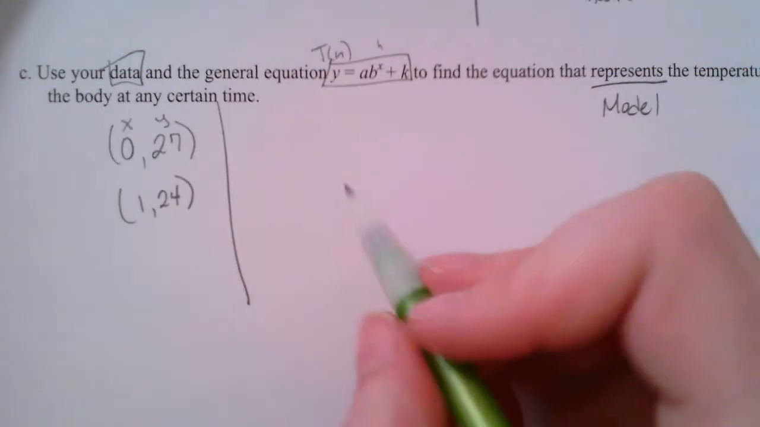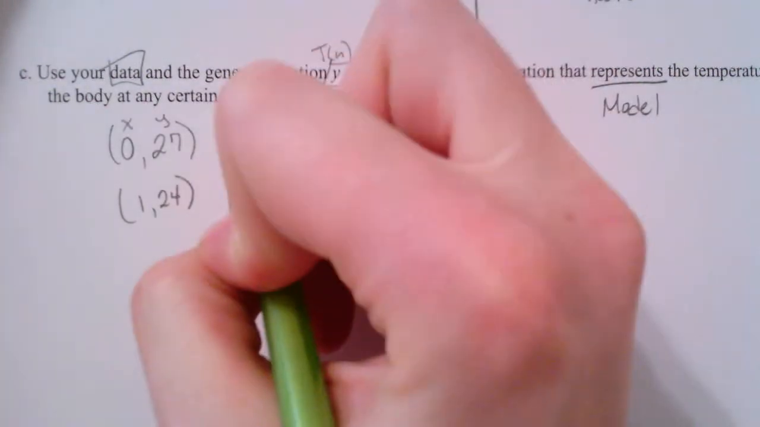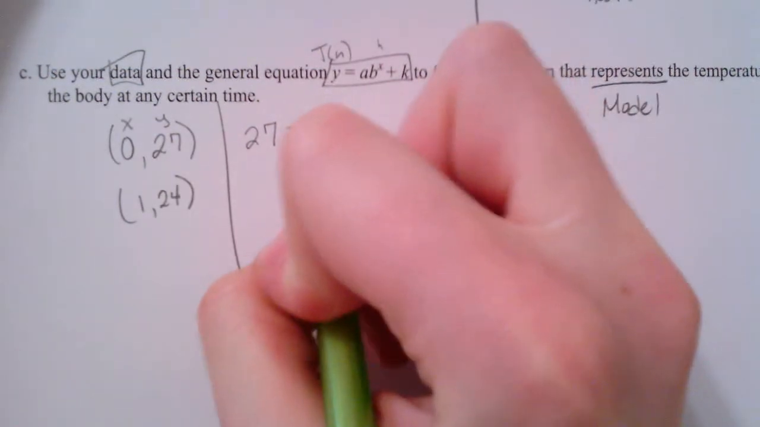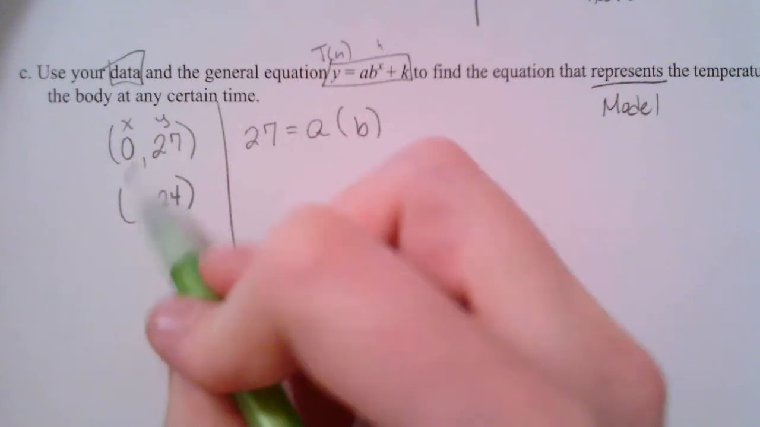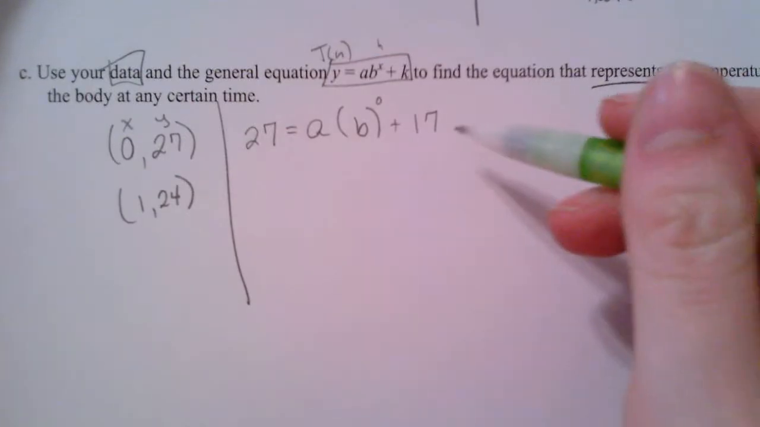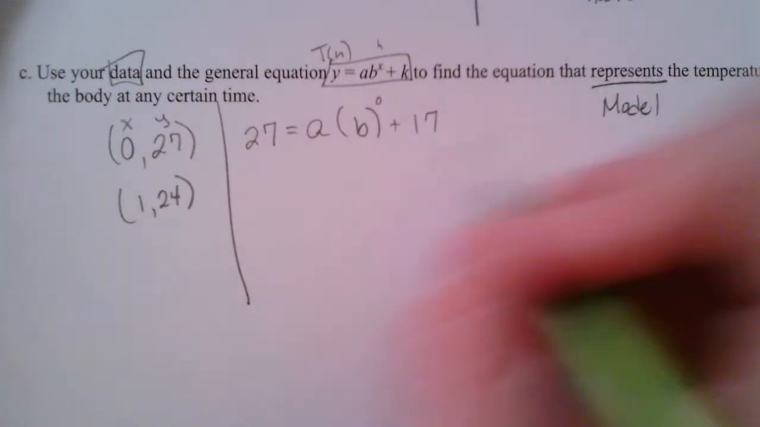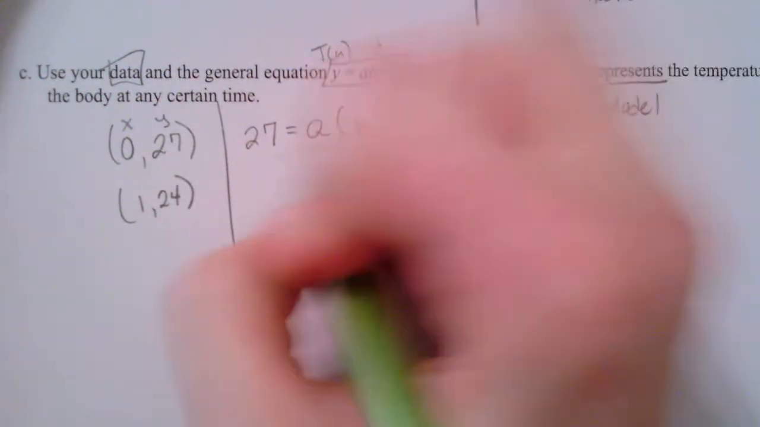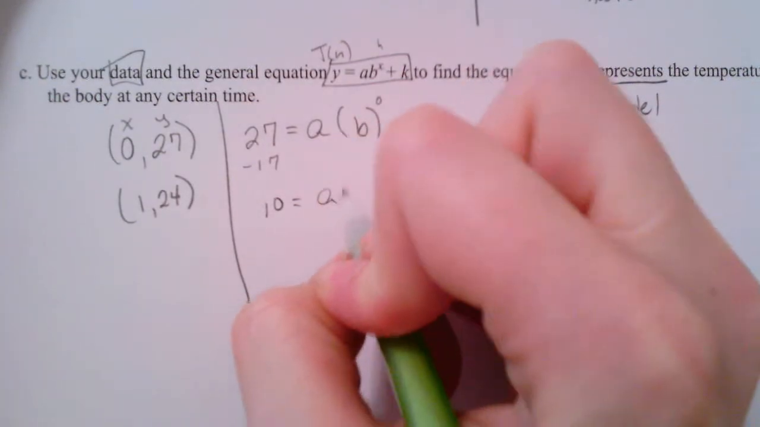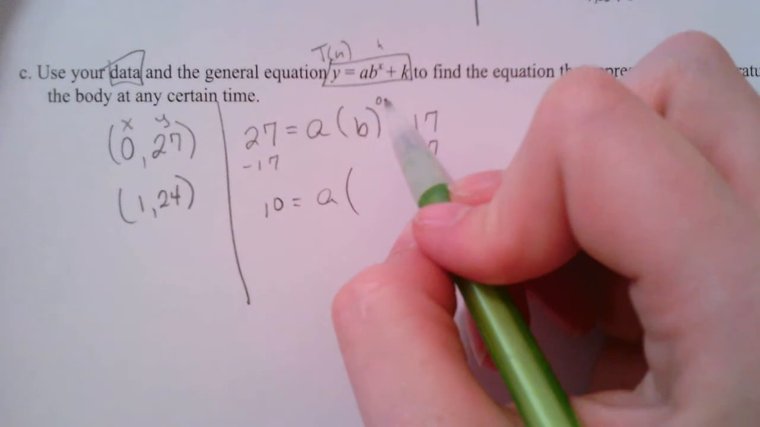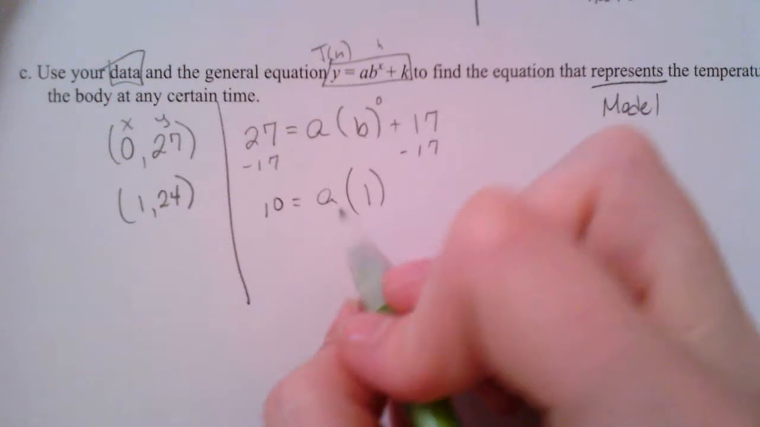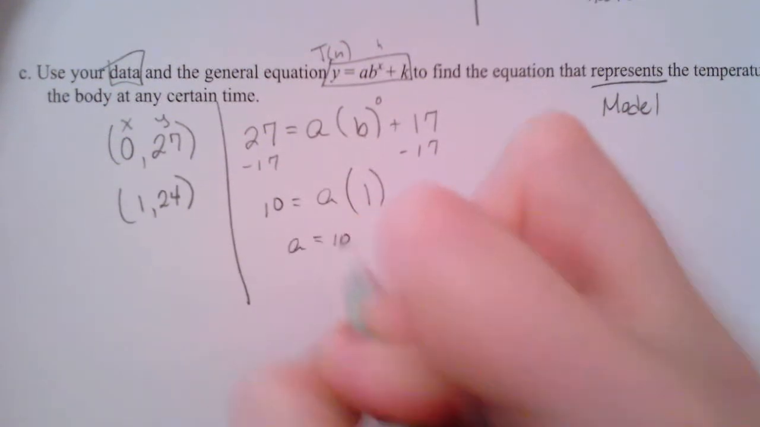All right, the first equation I'll set up is going to use the first point. So I'd say 27, plugging that in for my y value, is equal to a times b, plugging in x, which is 0, and then plus 17, because we said that 17 was our asymptote. It's our k value. Then we want to start solving, so I might subtract 17 from both sides to start, and I get 10 equals a times, well, anything to the 0 power, think about that for a minute, is just 1. So essentially, I have a is equal to 10.